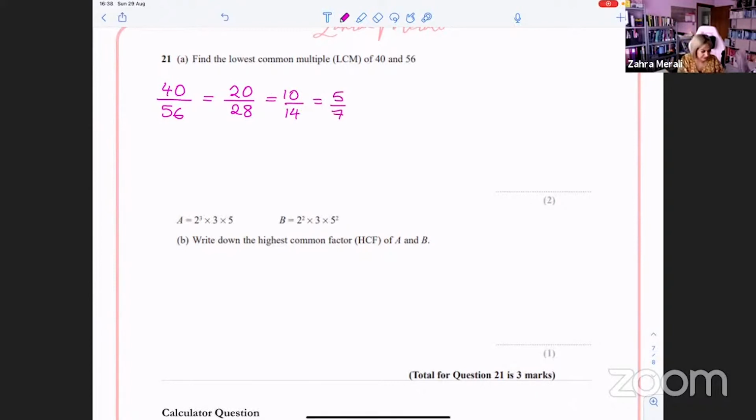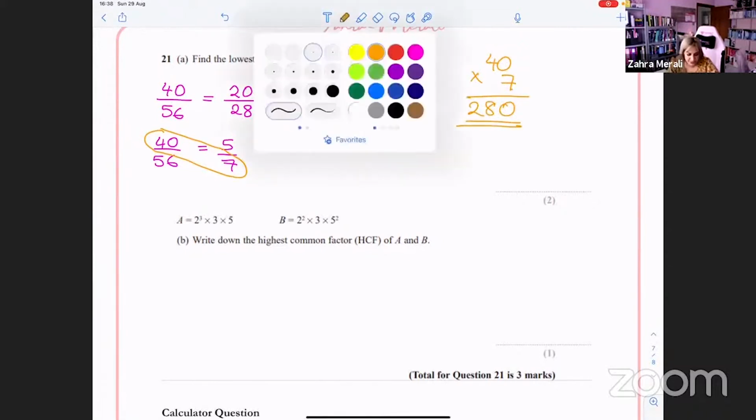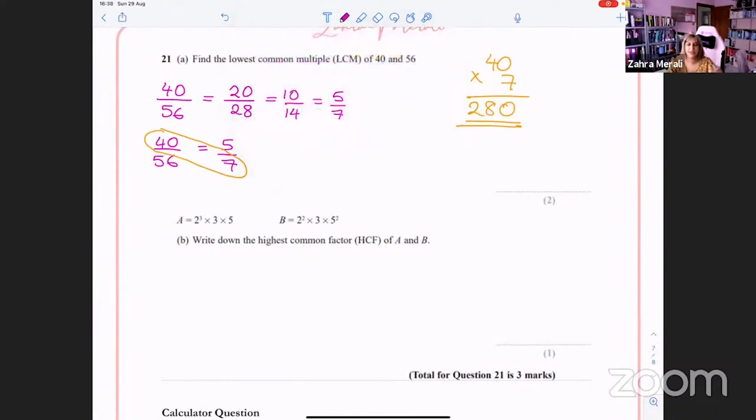Okay? And now it's in simplest form. So let's say 40 over 56 equals 5 over 7. If you remember, what we did is we took the diagonal. It doesn't matter which diagonal you take. You could take 56 and 5 or 40 and 7. I'm going to take 40 and 7 because it's easier from a multiplication perspective. 40 times 7, 7 times 4 is 28. Add the 0, I've got 280. And that is my lowest common multiple. So that's using that fraction method.